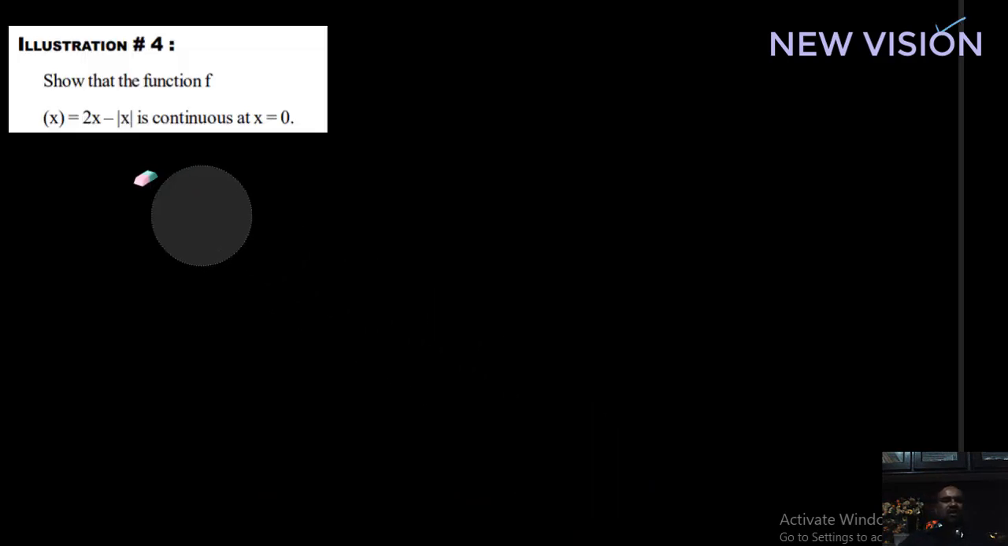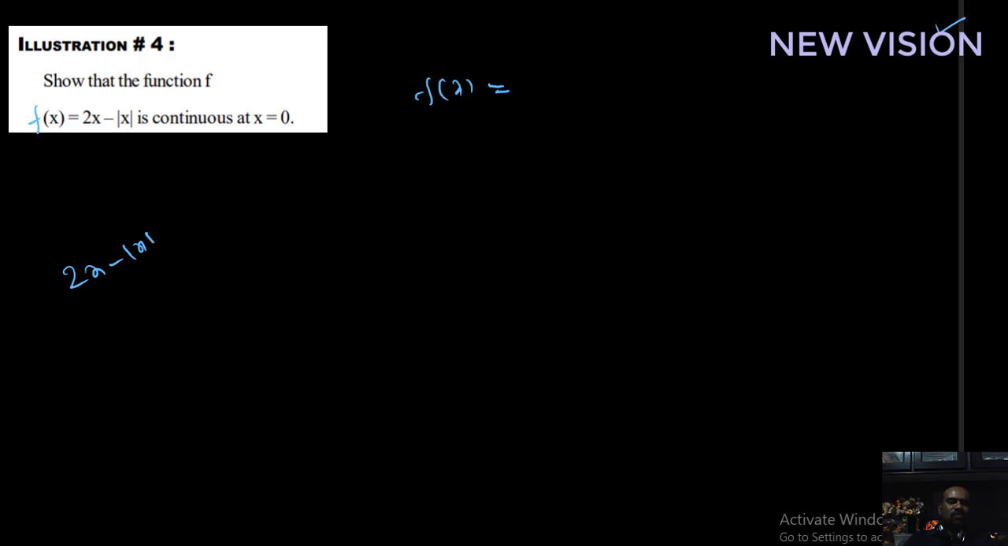Okay, students. Our next problem: show that the function f of x equal to 2x minus mod x is continuous at x equal to 0. First of all, I want to rewrite the functional rule. f of x is actually 2x minus mod x. We know that mod x equals x if x is greater than or equal to 0, and mod x equals minus x if x is less than 0.